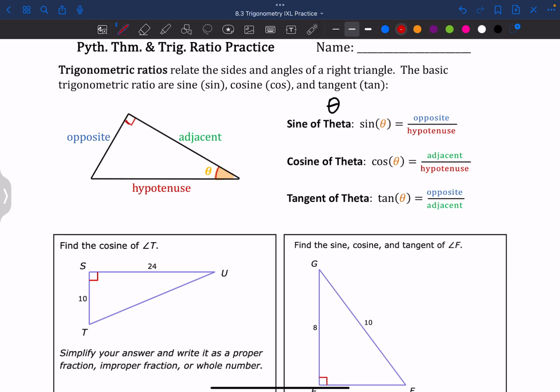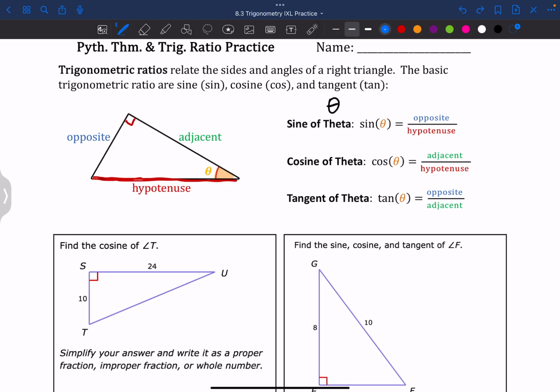The side that is opposite to the 90 is literally our hypotenuse, so this side is opposite to it. So this is the hypotenuse. Perfect. The side that is not touching the reference angle that we're looking at, the angle we're referring to, theta, that is our opposite side. So you can see that is opposite.